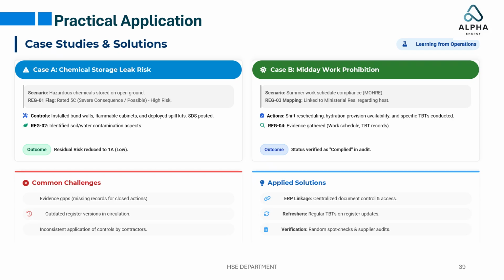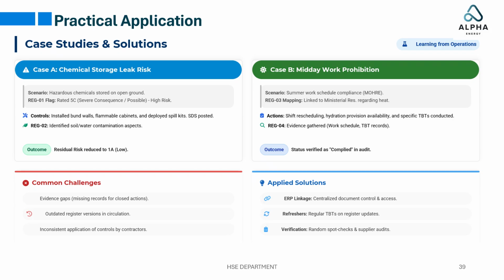Controls were then implemented, including the installation of bund walls, use of flammable cabinets, deployment of spill kits, and posting safety data sheets, SDS. The Environmental Impact Aspect Register, Reg 02, identified potential soil and water contamination aspects, ensuring environmental controls were included. After implementing these measures, the residual risk was reduced to 1A, low risk.